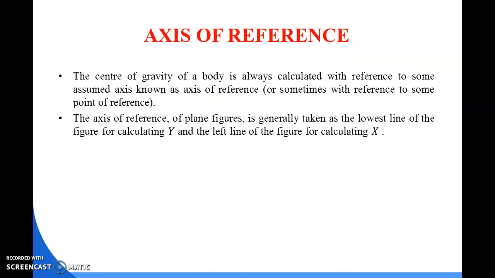After that, axis of reference. To calculate the center of gravity, we have to know the axis of reference. The center of gravity of a body is always calculated with reference to some assumed axis known as axis of reference. It is also sometimes with reference to some point of reference. The axis of reference of a plane figure is generally taken as the lowest line of the figure for calculating y bar and the left line of the figure for calculating x bar.